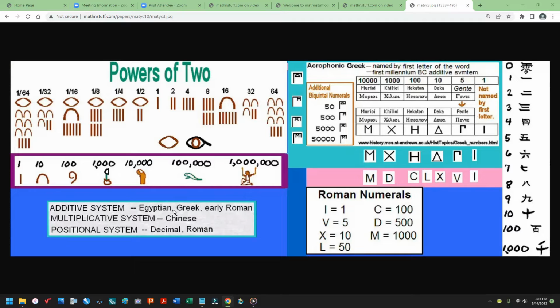The Egyptian and Greek were additive systems. Chinese is multiplicative. Later, the Roman and Greek are decimal. But the thing I want you to note is the powers of 2, because that's what the Egyptians were thinking when they did computations. And I think I can close that.